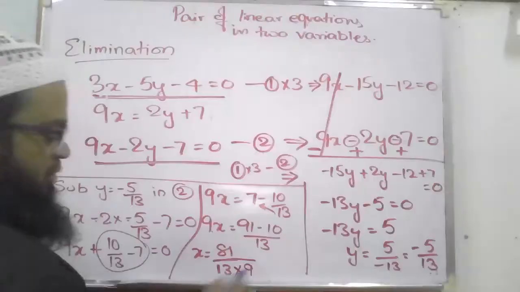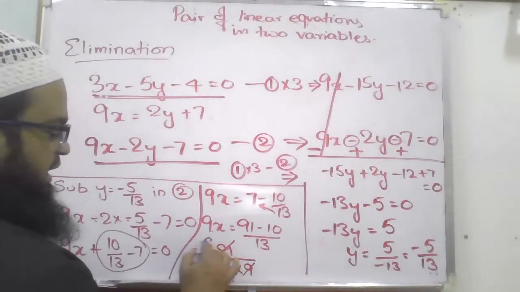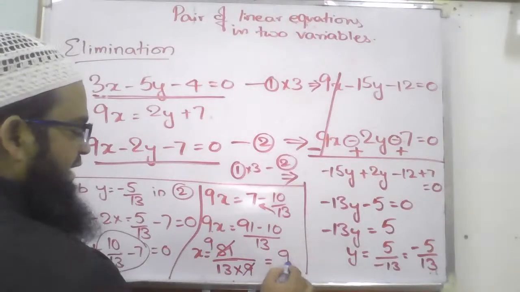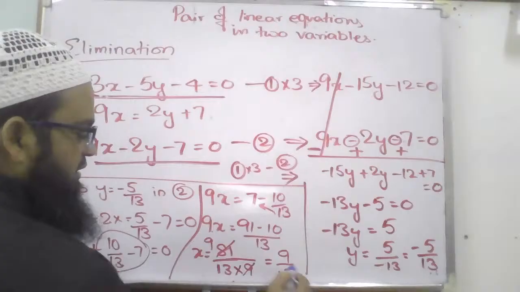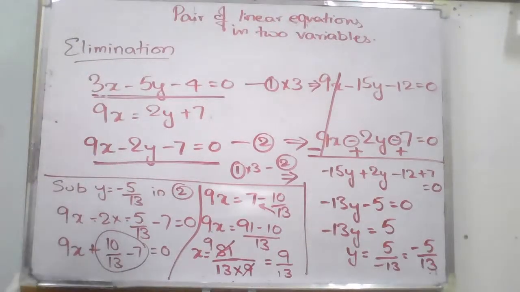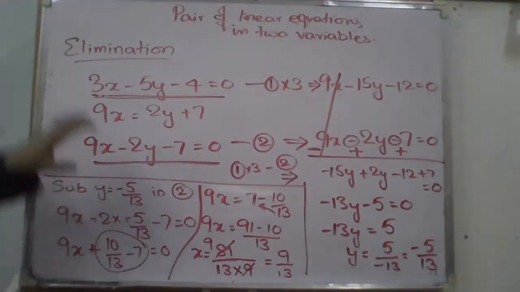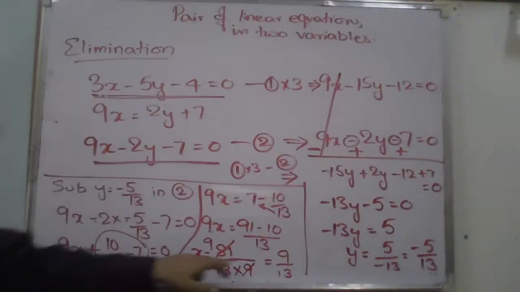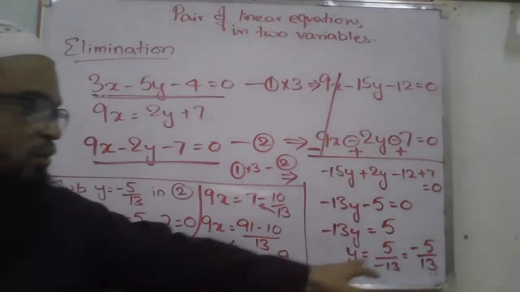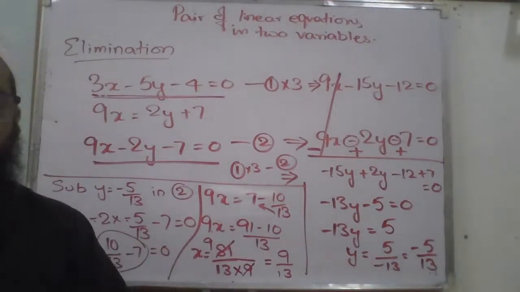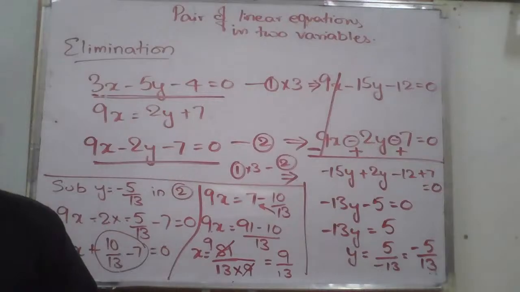Do you have any common factor? Yes sir, 9 ones are 9, 9 nines are 81. So what is the value of x? 9 by 13. Understood? So what is the solution? Solution of this pair of linear equations, x is equal to 9 by 13 and y is equal to minus 5 by 13. So this is how we go with the elimination method.